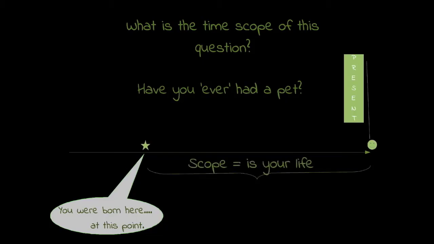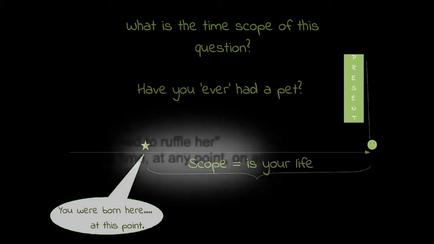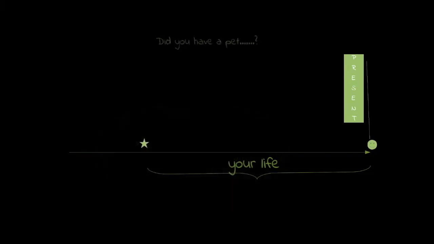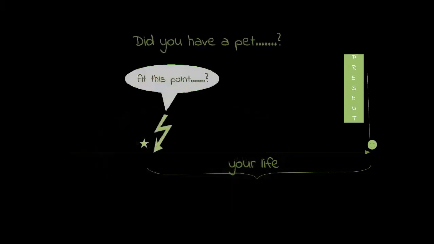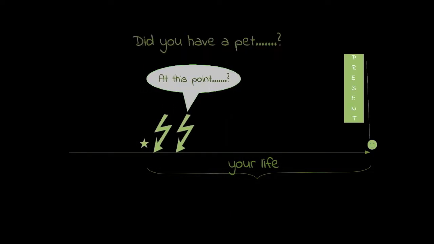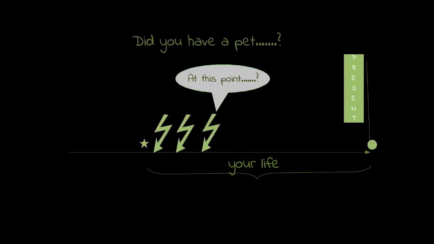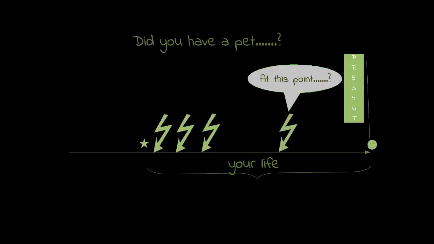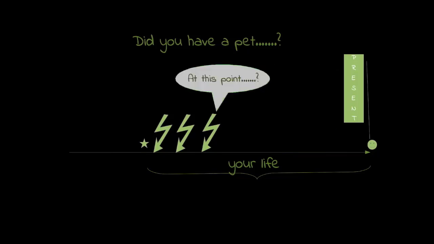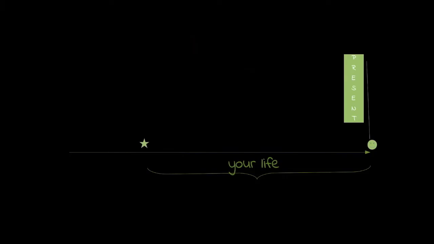Okay, but what does that mean? Do you remember that ever means at any point? So it means the same as asking the following questions. Did you have a pet at this point in your life when you were 5 years old? Did you have a pet at this point in your life? And we could go on and on. However, thanks to present perfect and the adverb ever, we don't have to do that. We can ask the same thing with the question, have you ever had a pet?